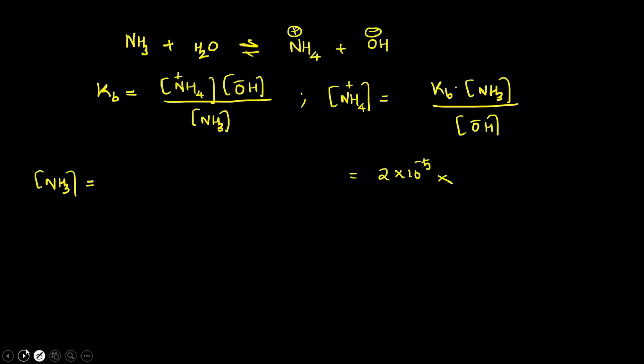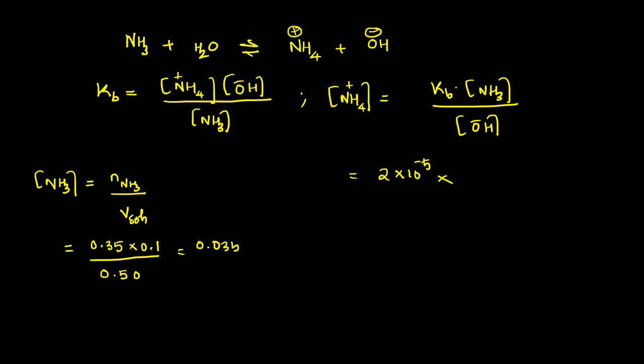So number of moles of NH3 divided by volume of solution. Number of moles of NH3 is 0.35 liter, volume, into molarity 0.1, divided by the volume of the solution, which was 0.35 plus 0.15, that is 0.50. That is 0.035 divided by 0.5, which is equal to 0.07. That is the concentration of NH3 in the given solution. Any doubt?